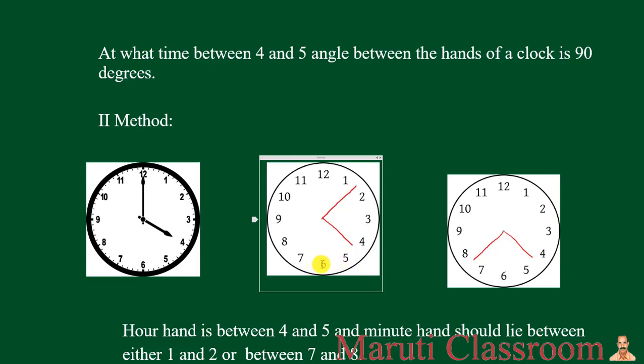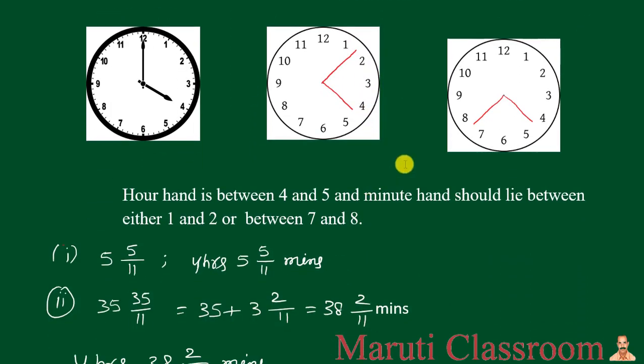So to make a 30 degrees angle with our hour hand, the minute hand should lie between 3 and 4. To make a 60 degrees angle, the minute hand should lie between 2 and 3. So to make a 90 degrees angle, the minute hand should lie between 1 and 2. Now these two numbers you consider, 1 and 2. In these two, which is small? 1 is small. 1 represents how many minutes? 5 minutes. So the answer is 5, 5 by 11. This gives minutes only. Hours is 4. So time is 4 hours 5 5 by 11 minutes.